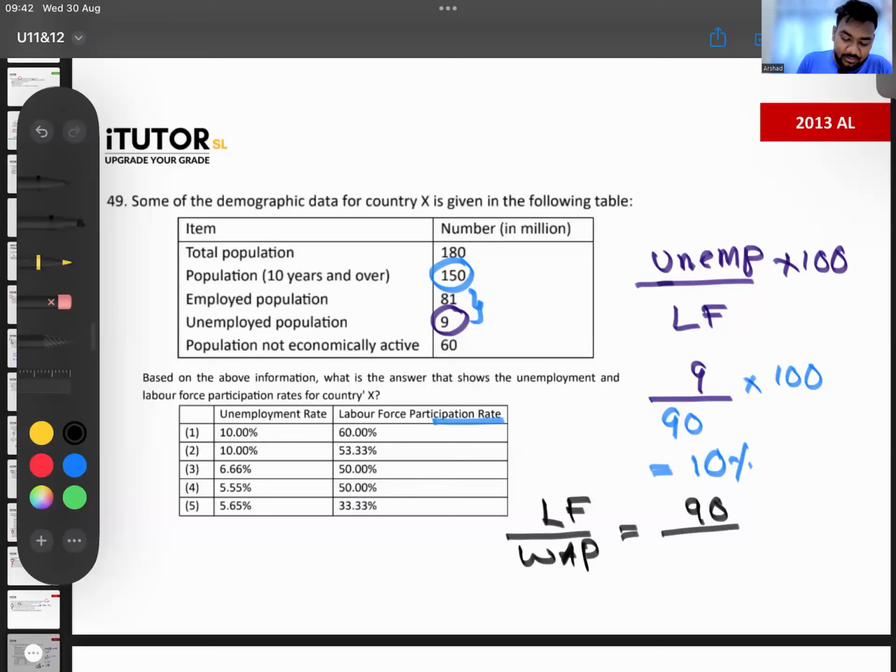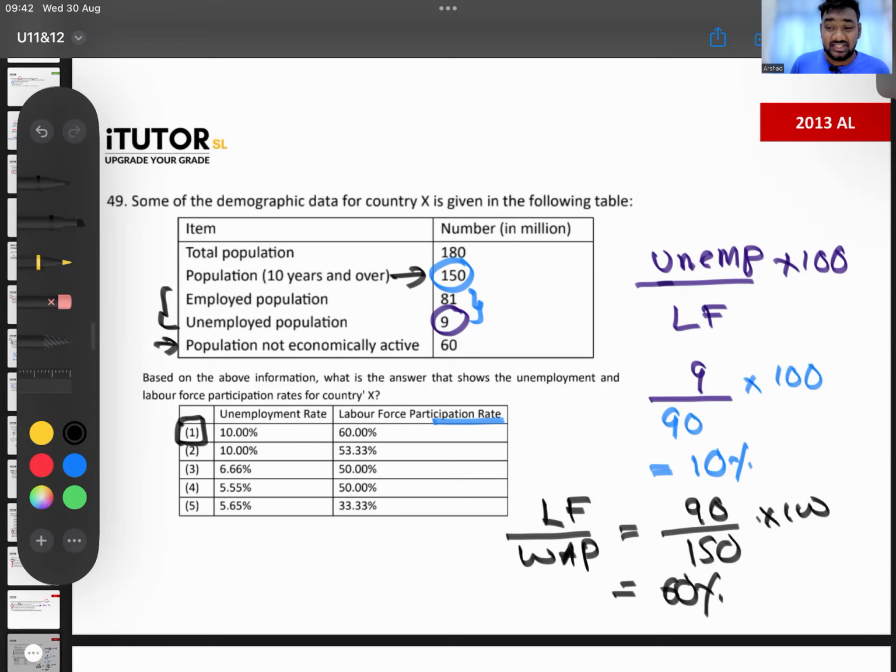How much is your working age population, guys? 150, right? Or you can say here employed plus unemployed plus the inactive. Okay, 150. So then how much do you get? That's here, 60%. So what's our answer then? 10 and 60. Can you see?